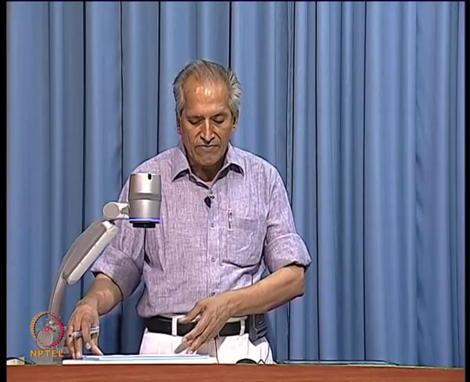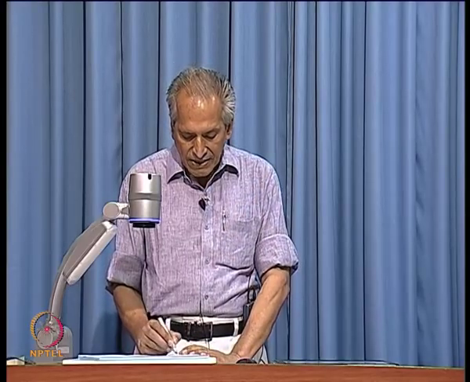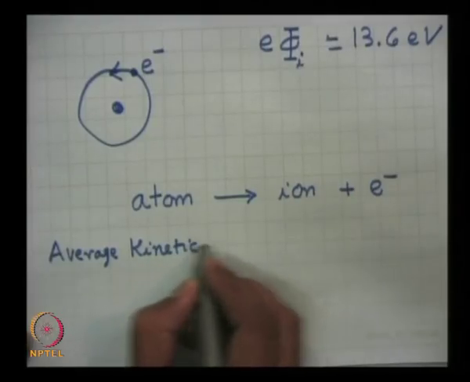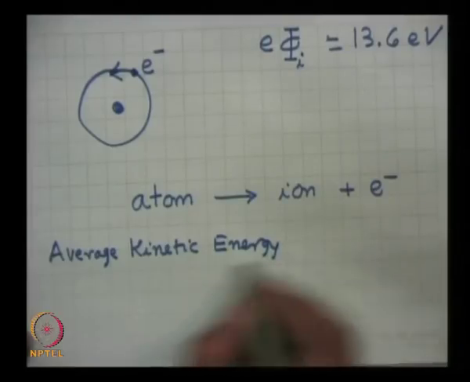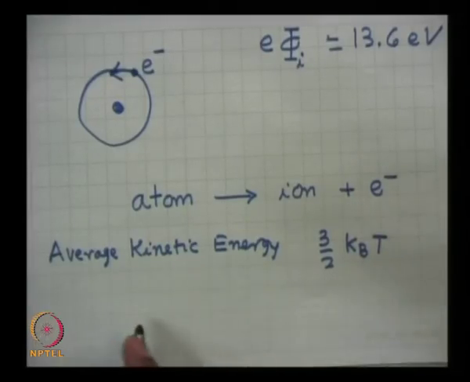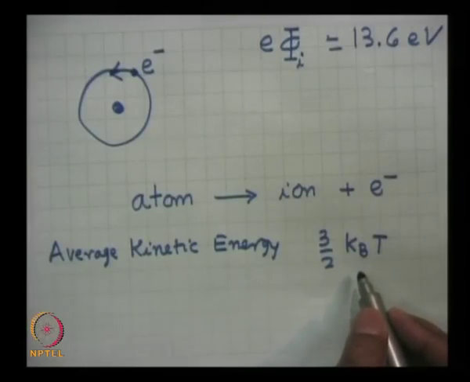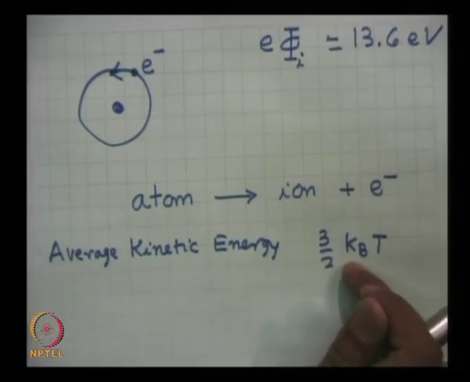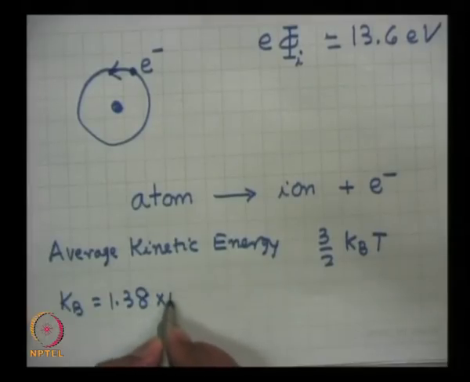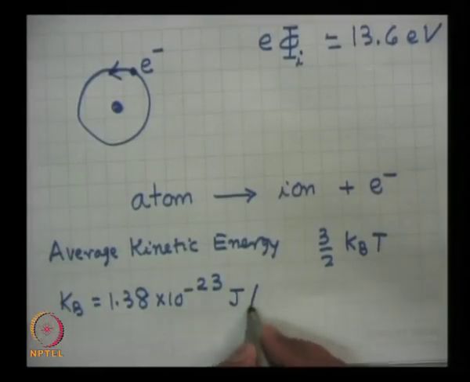In a gas, the molecules have a Maxwellian distribution function. As a consequence, if the temperature of a gas is T, then the average kinetic energy of an atom is 3/2 kB × T, where T is the temperature of the gas and kB is the Boltzmann constant. Usually in plasmas we talk of kBT as temperature; the actual temperature is T, but we multiply by kB, the Boltzmann constant, whose value is 1.38 × 10⁻²³ joule per degree Kelvin.